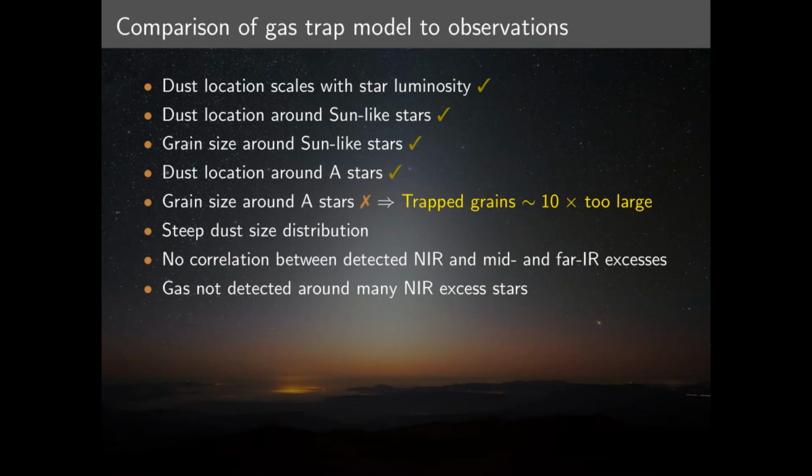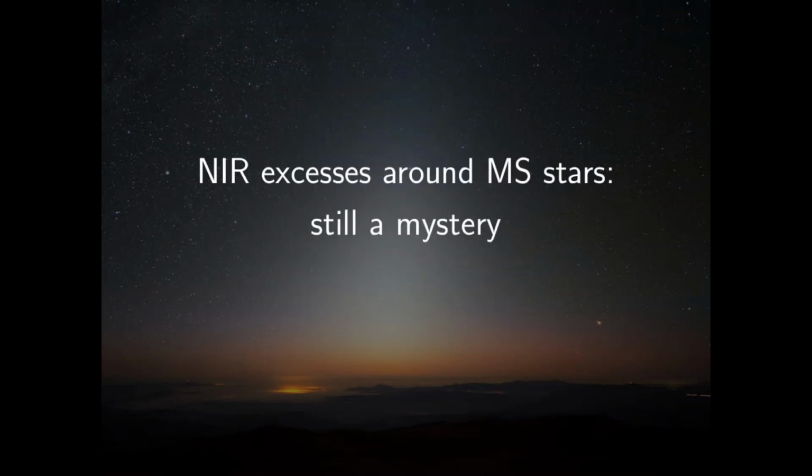Now, because we trap small grains and any large grains sublimate down in size, we are able to produce a very steep size distribution. We've also shown in the paper that we can trap grains for long enough that we can produce significant near-infrared emission without much mid or far infrared emission. And finally, whilst gas is not detected around all stars with near-infrared excesses, we show in the paper that the quantity of gas required is so small that we do not necessarily expect to detect it with current instrumentation. So we can see that whilst the gas trap model is not perfect, it does reproduce a wide range of observational constraints. But unfortunately, near-infrared excesses around main sequence stars remain a mystery.